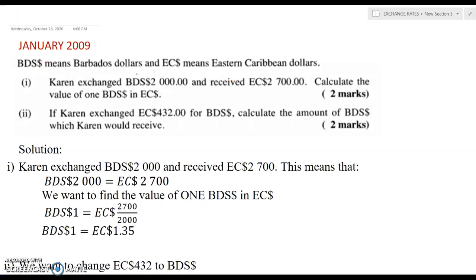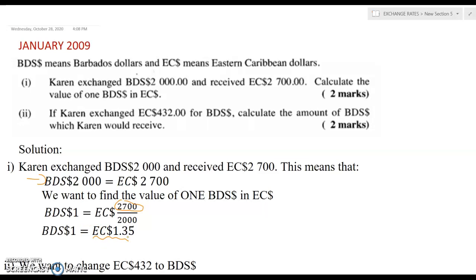So BDS dollars means Barbados dollars, right? Bajan dollars, Barbados dollars. And EC means Eastern Caribbean dollars. Karen exchanged 2,000 Barbados dollars and received 2,700 Eastern Caribbean dollars. Calculate the value of 1 Barbados dollar in Eastern Caribbean. So she exchanged $2,000 and received this amount in Eastern Caribbean. We want to find the amount for 1, right? So you put back the number that was already there, the 2,700, and we divide by 2,000. So 1 Barbados dollar is $1.35 Eastern Caribbean. Pretty simple for this one, right?